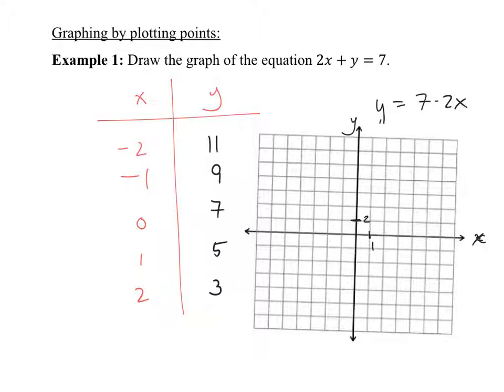Negative 2, 11 would be up 2, 4, 6, 8, 10, 11. Up here. And then I'm going down by 2 every time. So those are the only 5 points I have on this graph. And I go down by 2, which is simply a full box length in the vertical direction. I go over by 1. Down 2, over 1. Down 2, over 1.